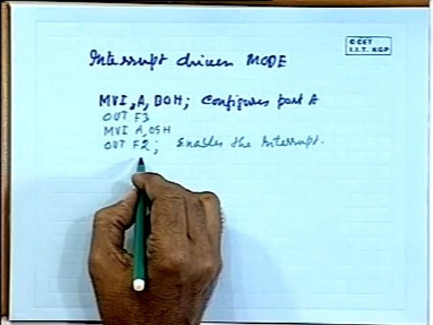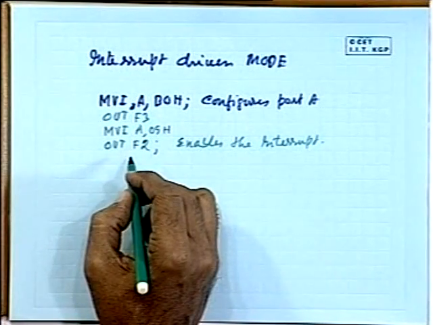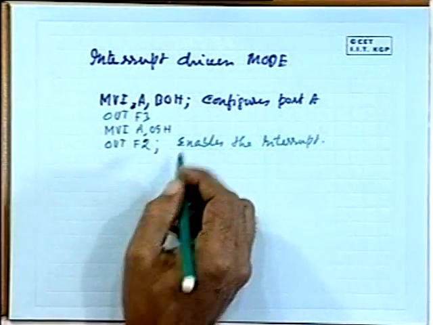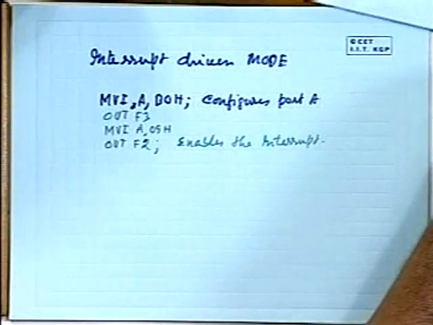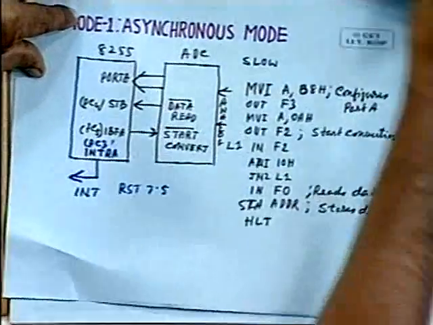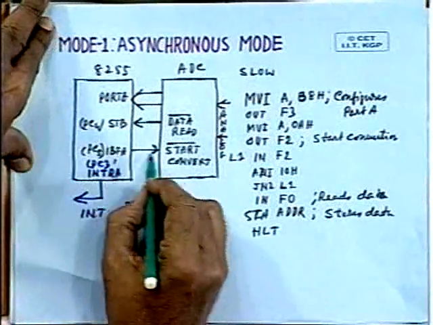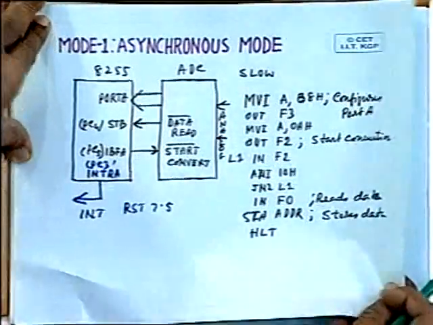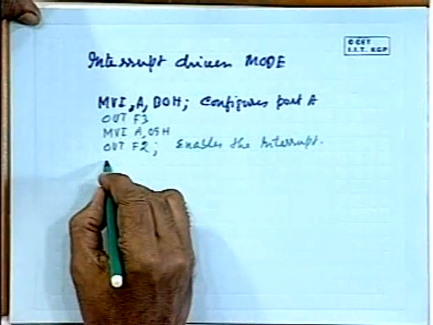After enabling the interrupt, it has to start the conversion process. That means the start conversion operation has to be started. As I told, the AD converter will start conversion whenever this signal comes. So to generate this signal, it has to execute two more instructions.